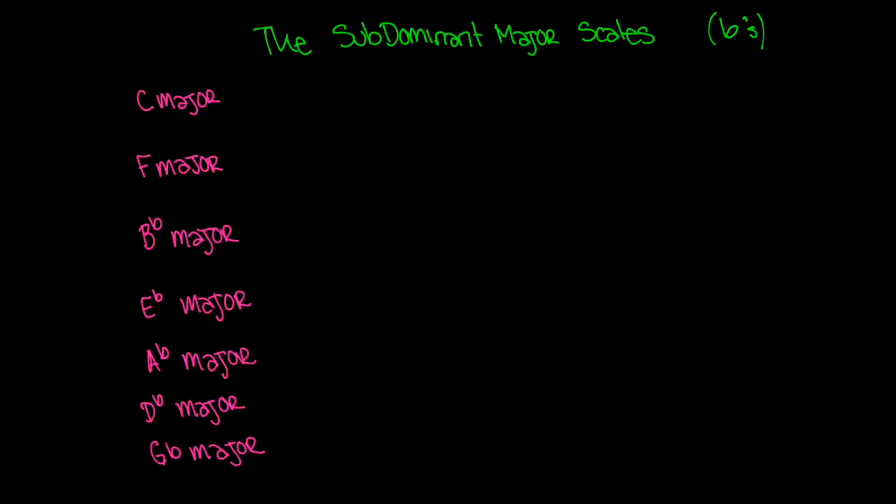In this video, I'd like to take a look at the subdominant keys, the subdominant major scales. And so we are going to, once again, just like we did for the dominant major keys, just simply look for some patterns. So we're going to start here with the C major scale, and let's just simply write that out. C, D, E, F, G, A, B, C.